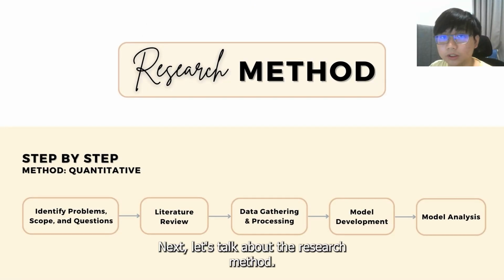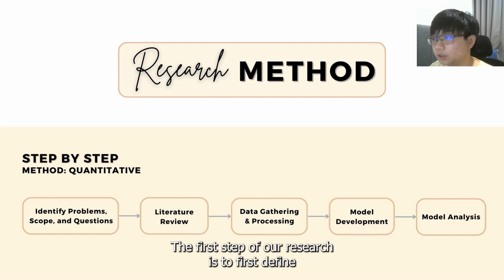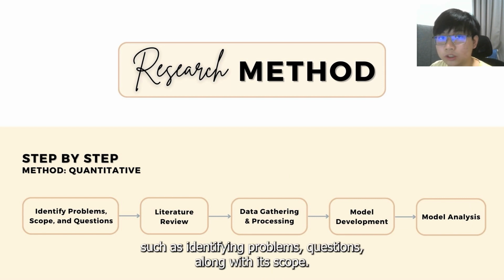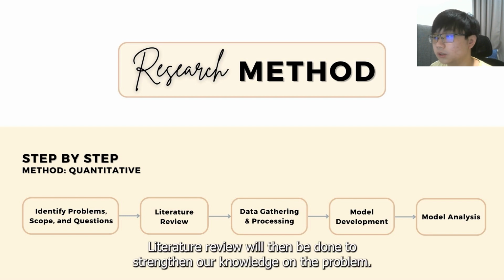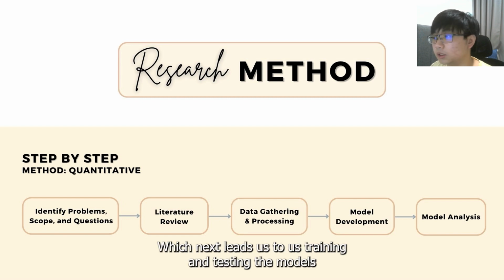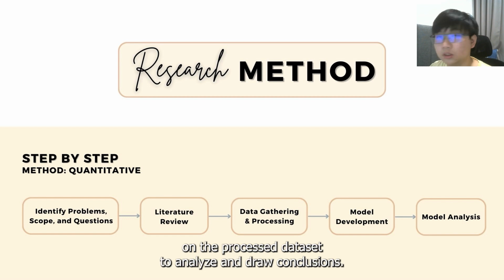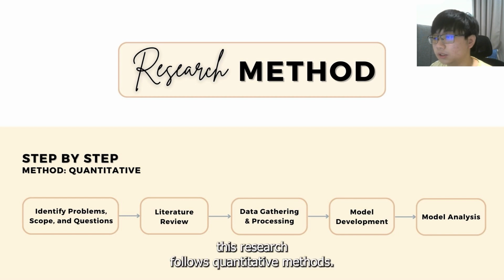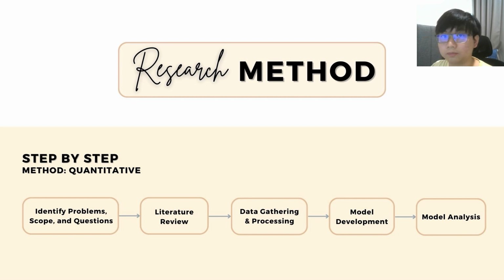Next, let's talk about the research method. The first step of our research is to define the domain or the initial details, such as identifying problems, questions, along with its scope. Literature review will then be done to strengthen our knowledge on the problem. Next, we can start gathering and processing the dataset, which leads us to training and testing the models on the processed datasets to analyze and draw conclusions. Since we'll analyze the numerical methods of each model, this research follows quantitative methods.